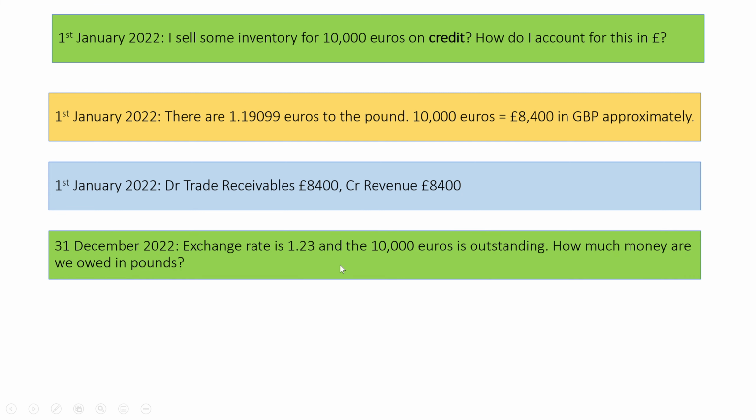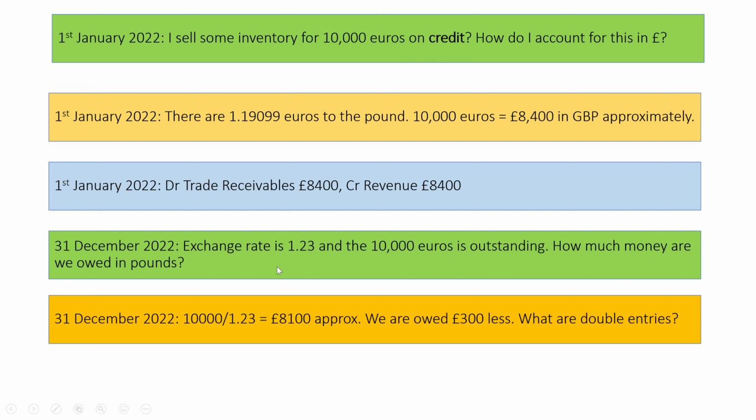But hang on, what happens? Well, at the year end, the exchange rate moves. It moves from 1.19 to 1.23, but the 10,000 euros is still outstanding. How much money are we owed in pounds? Well, let's see. 10,000 divided by 1.23 gives us 8,100. We're owed £300 less. Not happy, not good, my friend.